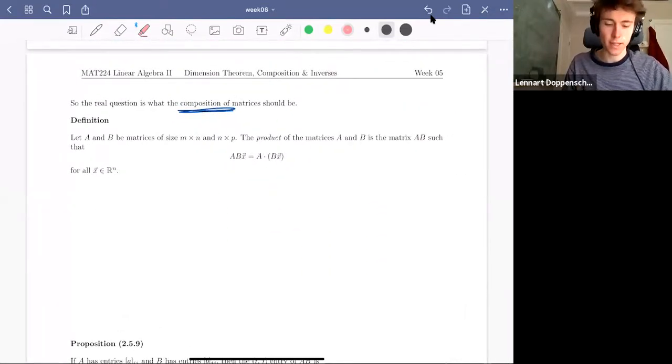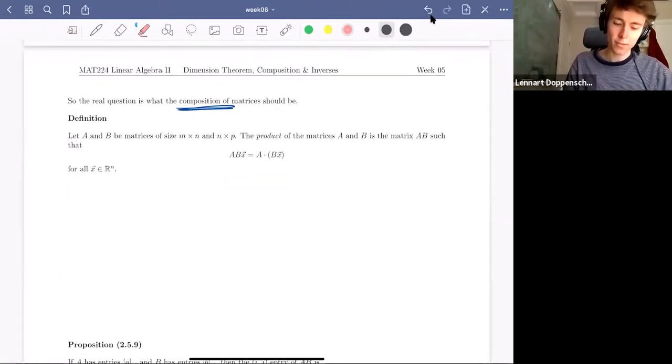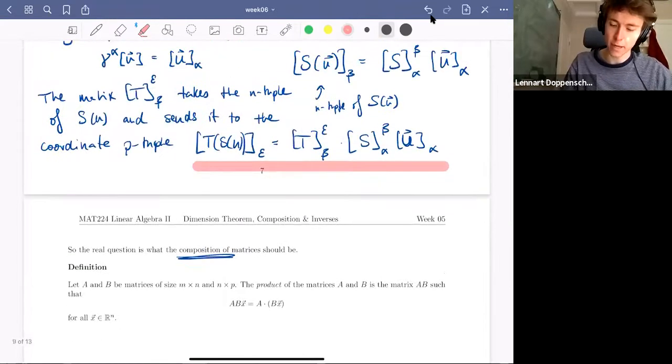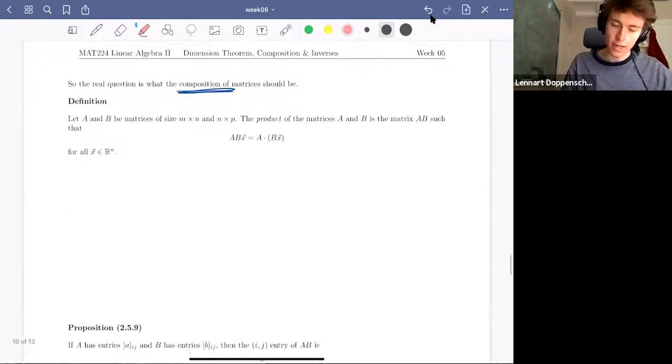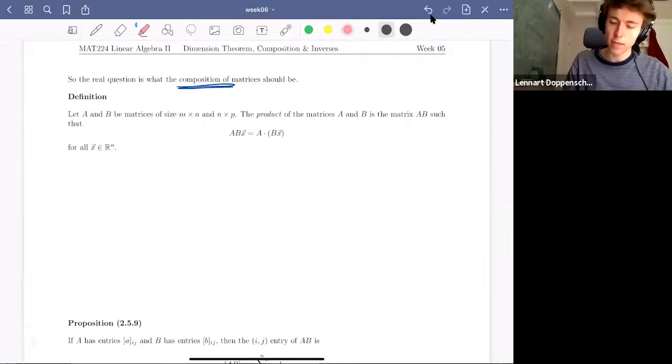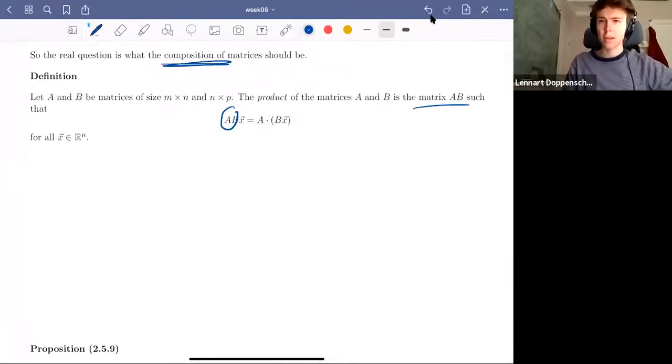let's erase your memory of the past 10 minutes and start fresh again. Otherwise, don't erase the memory. So if we have two matrices, and these could be matrices representing transformations, then the product of the matrices A and B should be something such that if I apply this new matrix to a vector x, it gives me back the same vector as applying first B to x and then A.